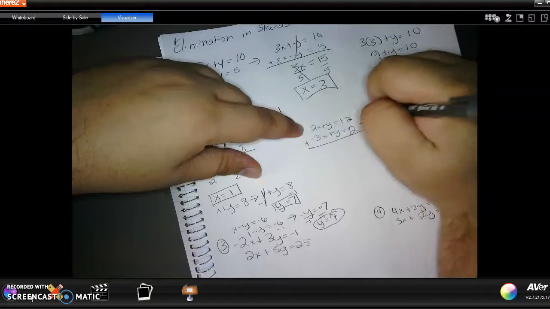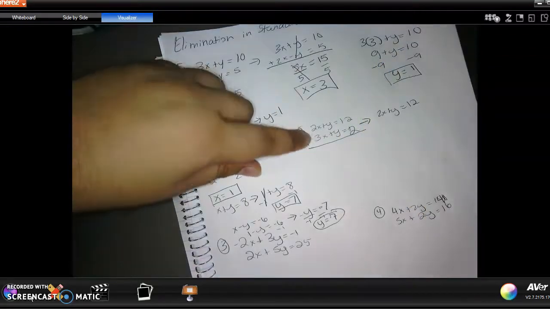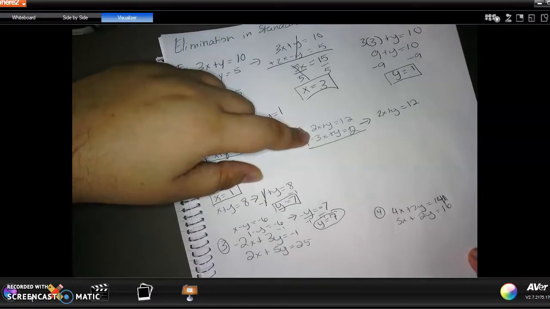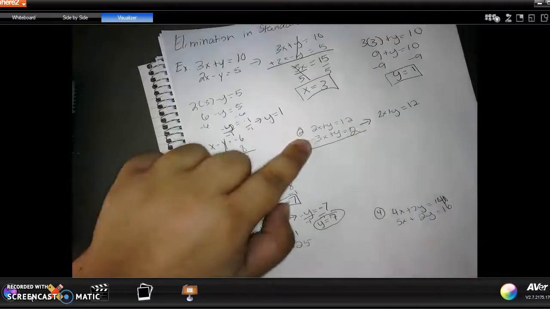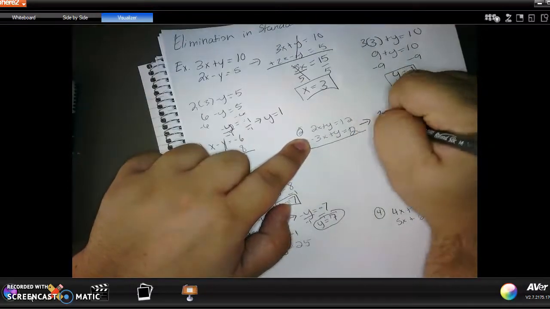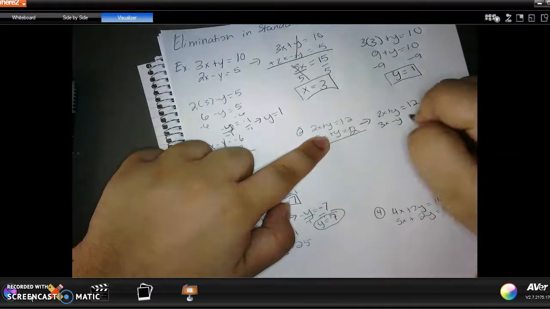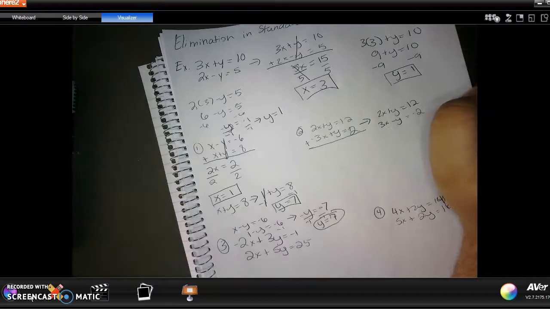We're going to rewrite and do 2x plus y equals 12. We can rewrite this equation to make it the same thing. Everywhere you see a positive number, you're going to change it to a negative, and everywhere you see a negative number, you're going to change it into a positive. So that means negative 3x becomes positive 3x, y becomes negative y, and 2 becomes negative 2.